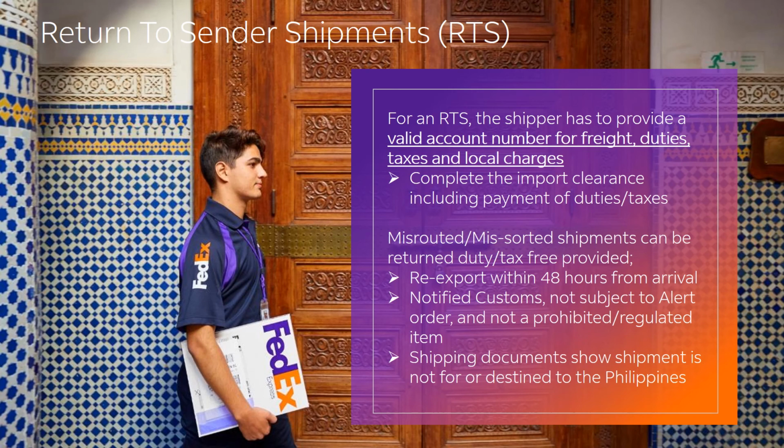Misrouted or missorted shipments can be returned duty and tax free, provided that the shipment is for re-export within 48 hours from arrival, notified to customs, not subject to alert order, and not a prohibited or regulated item. Shipping documents show the shipment is not for or destined to the Philippines.